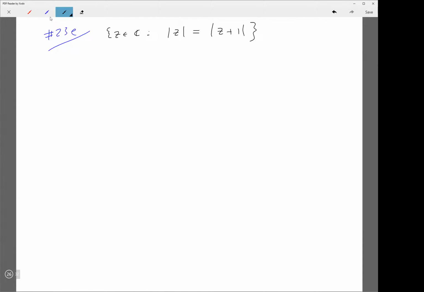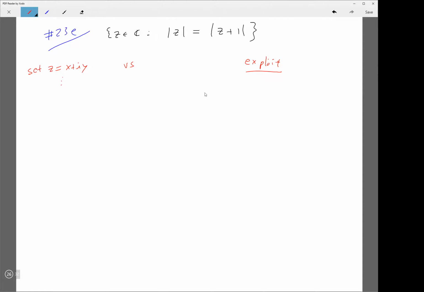Okay, there are two ways you can do this. One of them is setting Z equal to X plus IY and then working it out that way. The other way is you can exploit some stuff. Let's do this way here.